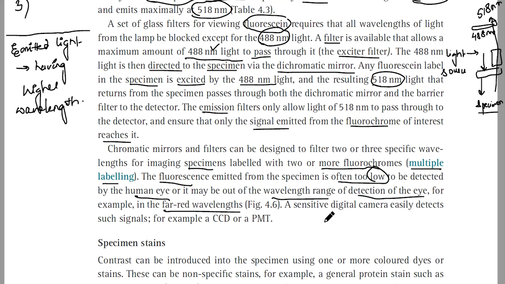Okay, so a sensitive digital camera is used as a detector because the human eye is not able to detect many wavelengths of light. So when a sensitive digital camera is used as a detector, it can easily detect such signals, for example CCD or a PMT. Understood? So this was all about the epifluorescence microscopy.